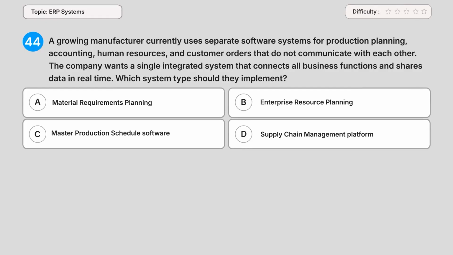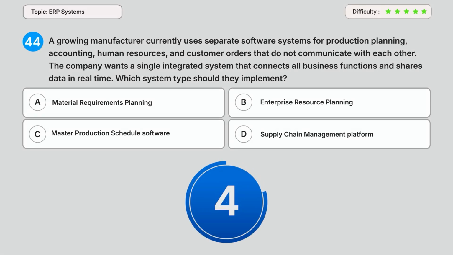44. A growing manufacturer currently uses separate software systems for production planning, accounting, human resources, and customer orders that do not communicate with each other. The company wants a single integrated system that connects all business functions and shares data in real time. Which system type should they implement? A. Material requirements planning. B. Enterprise resource planning. C. Master production schedule software. D. Supply chain management platform. Do you know the answer?